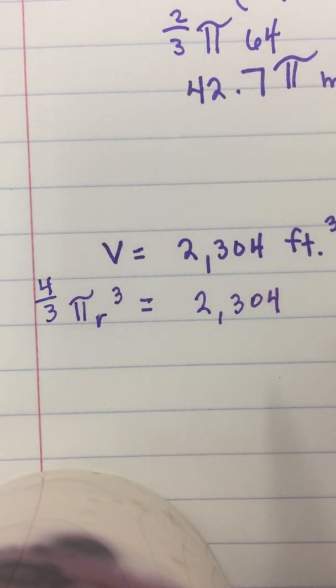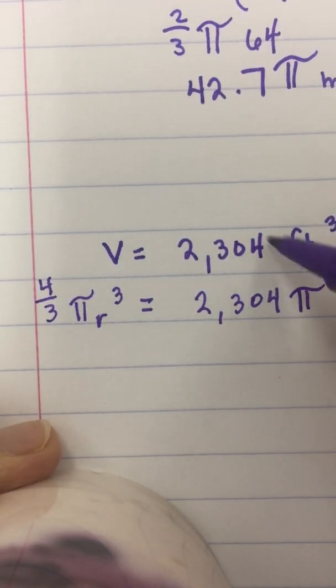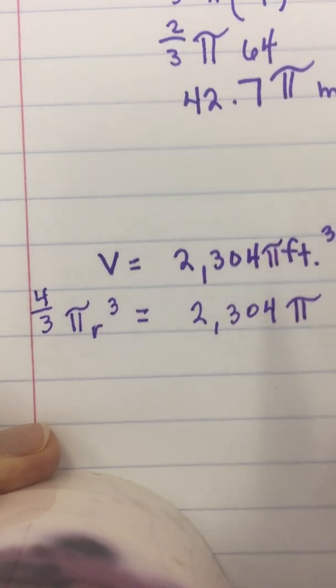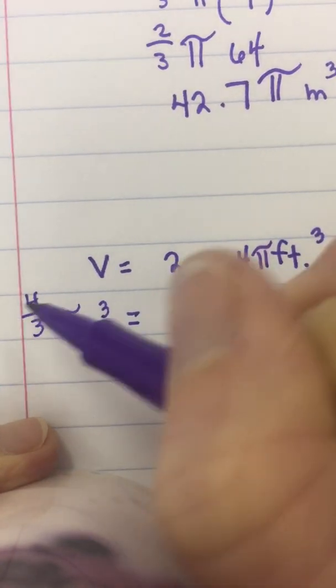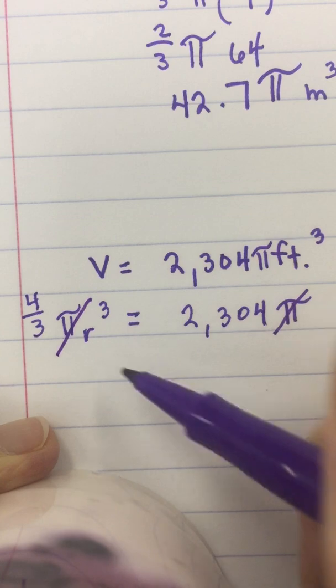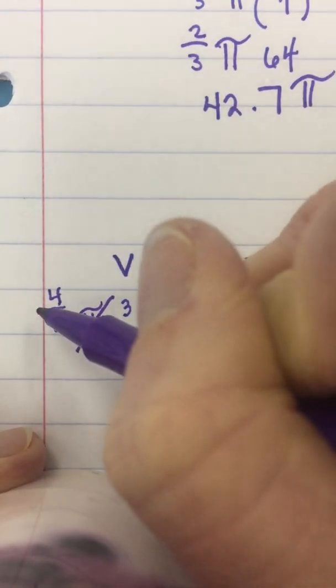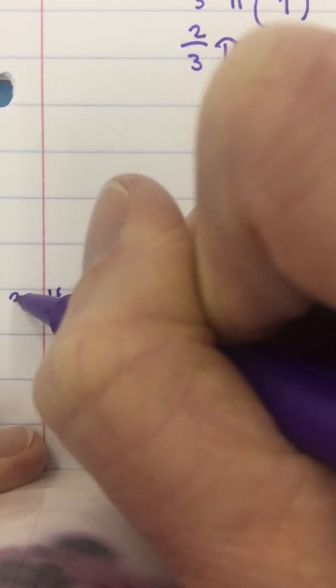And we will, let's see, we don't have pi in there. Oh, yes, we did. Sorry, I just didn't include it. It should be right there. So now we're going to cross out our pi. We're going to cross out our pi. We need to start getting r alone. So we're going to multiply both sides of this problem by the reciprocal of 4/3, which is 3/4.